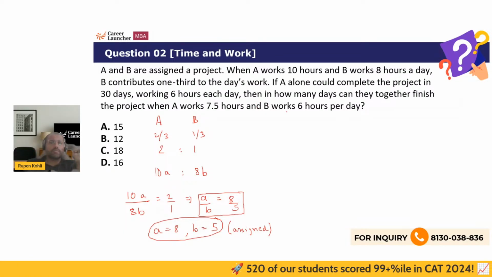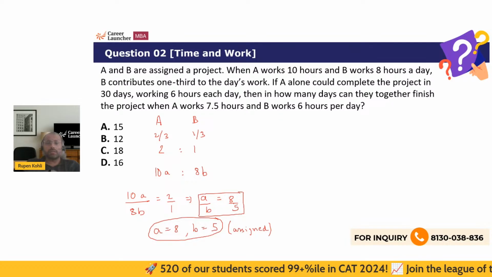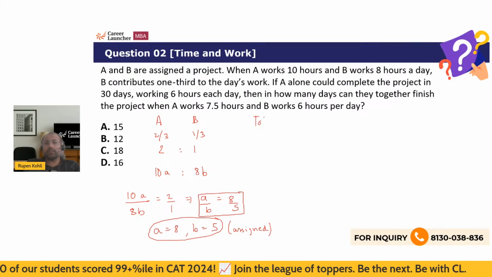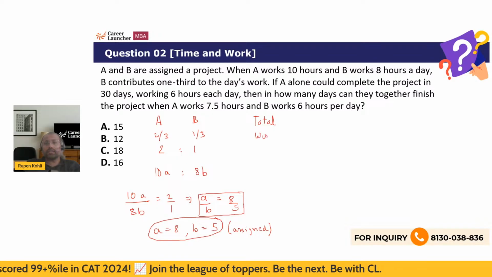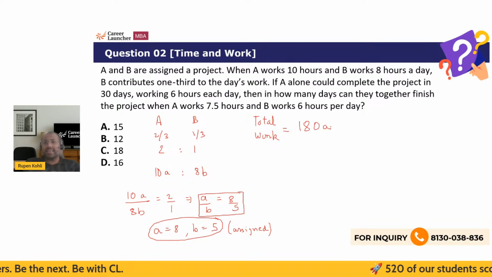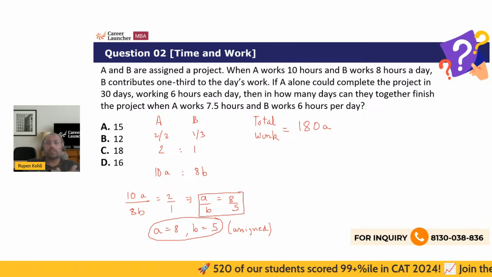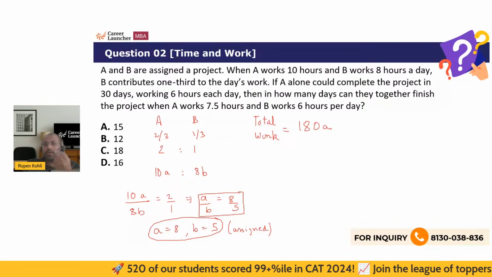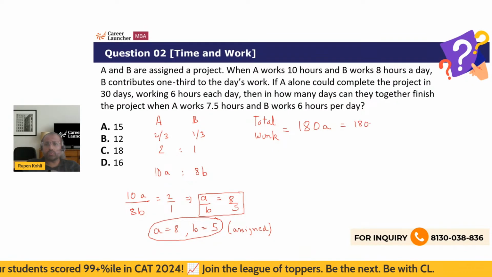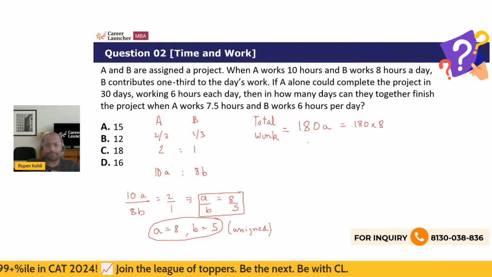So now comes the next step of defining the work. First, I have assigned the work rates. Now I will define the total quantity of work, right? So for A, it's 30 into 6, 180 hours of work. So 180 A is the total work, right? That is the total work to be done. And A is 8. So this is 180 into 8 units.